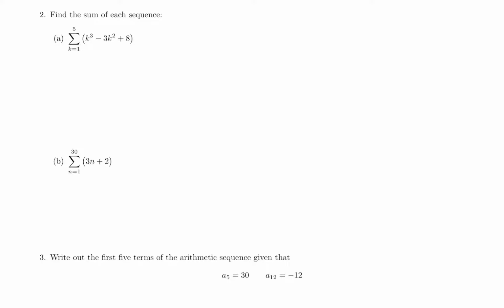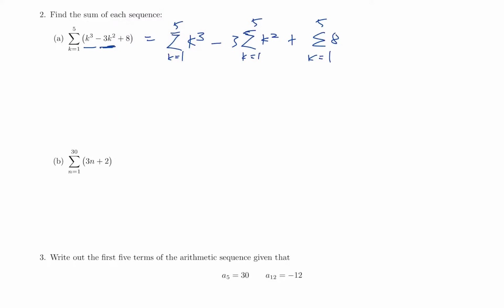So let's look at this one. Find the sum of each sequence. So here, when we have a third power or second power in an equation, we have to use the sum formula. So before we do that, we need to split this into 3 different parts. The sum of k cubed minus 3, I'm going to take 3 outside here, the sum of k squared, k equals 1 to 5, plus the sum of 8, k equals 1 to 5.